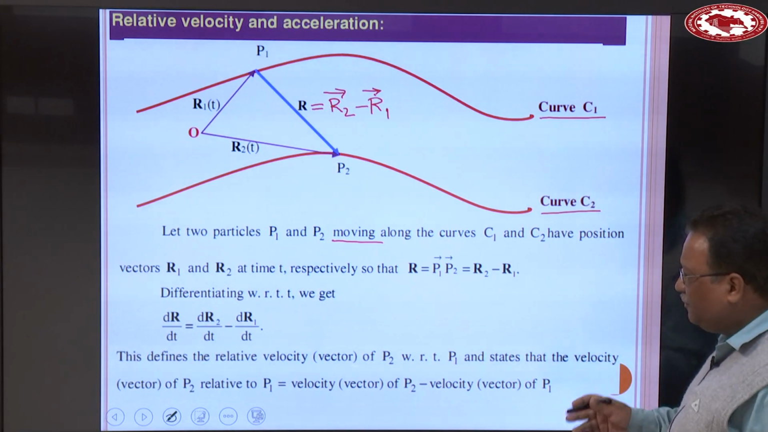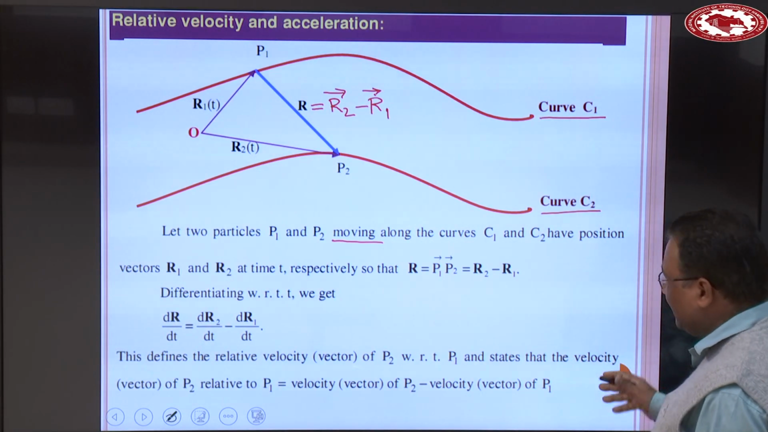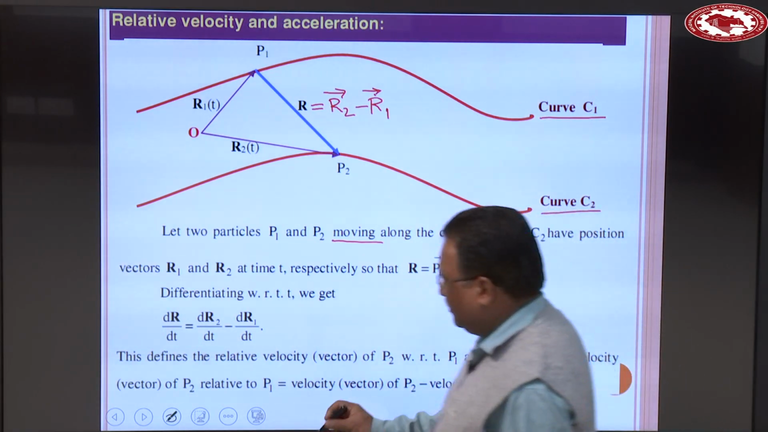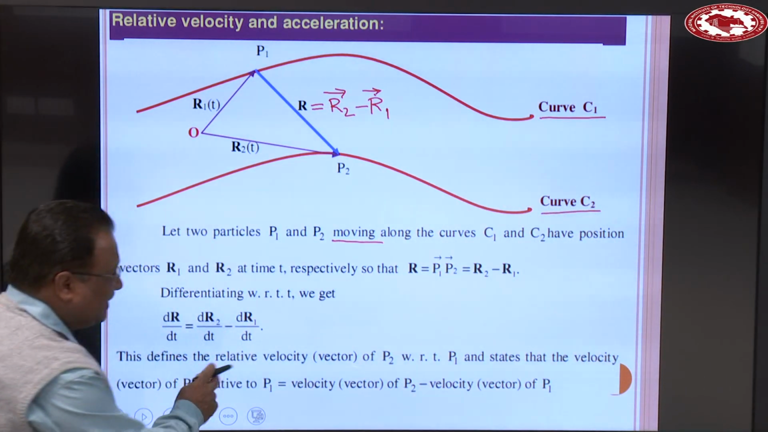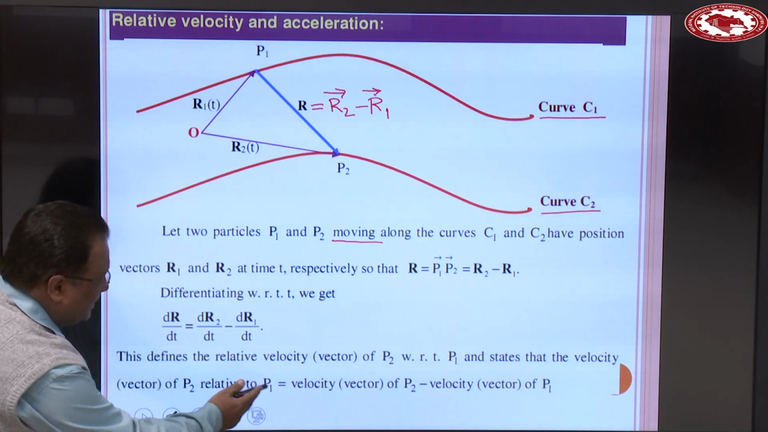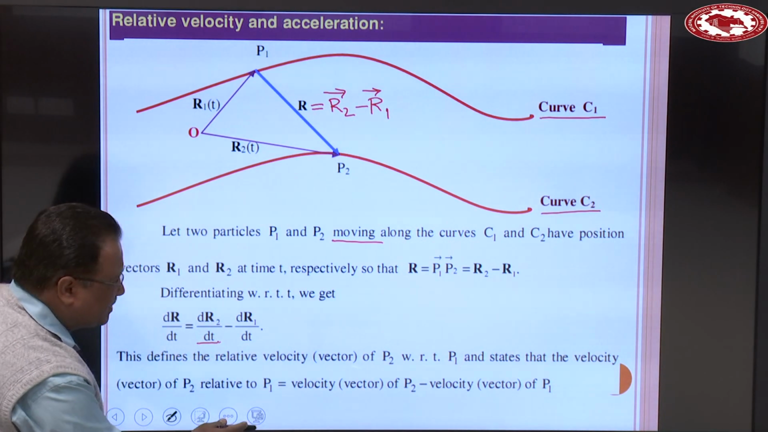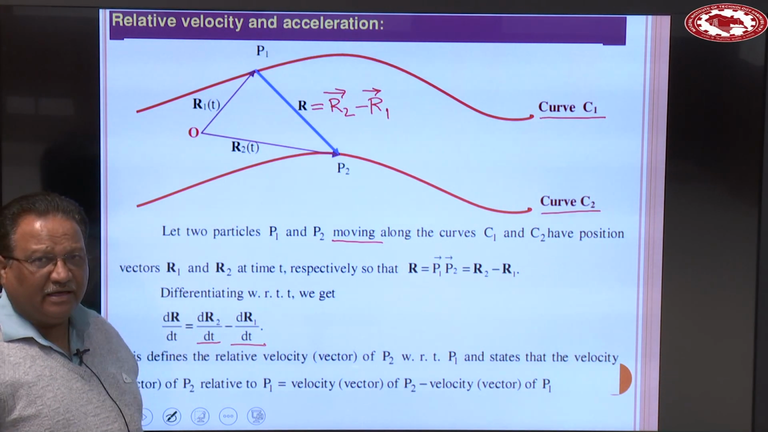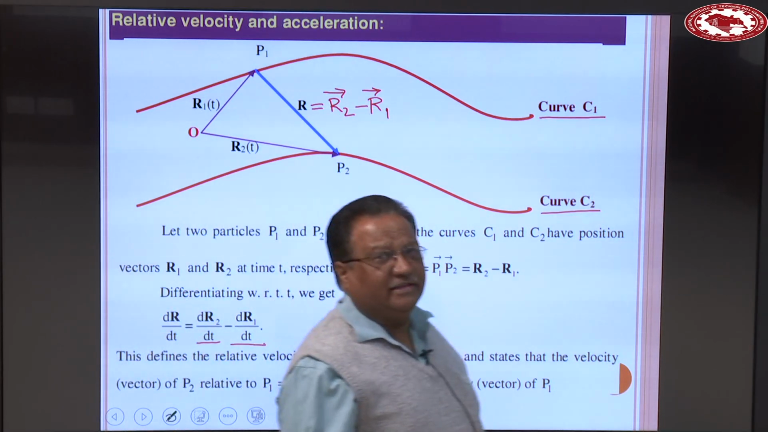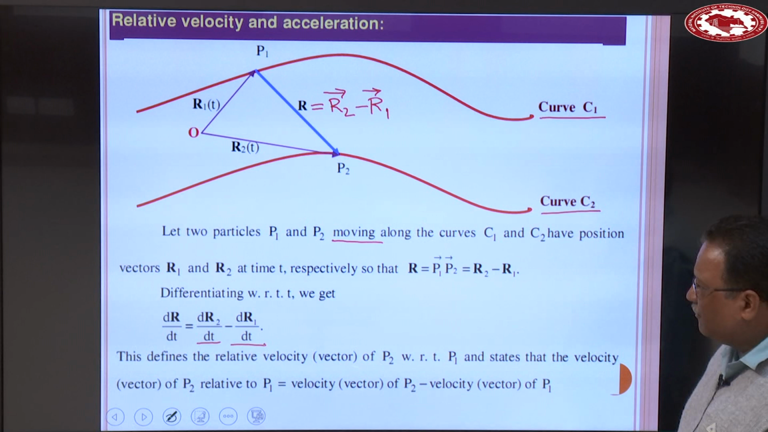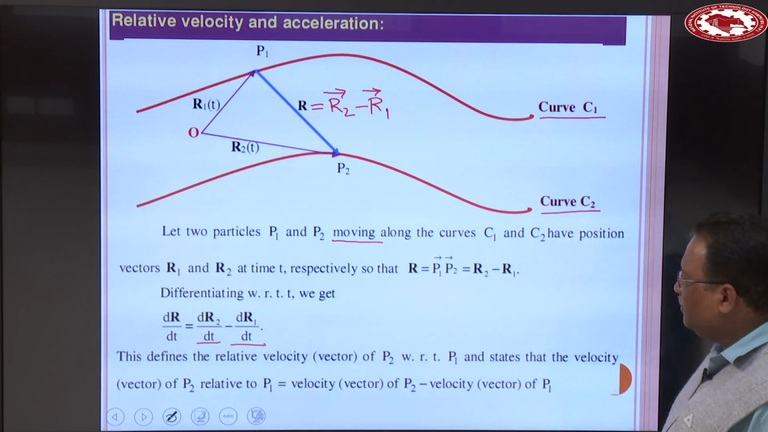Relative velocity of P2 with respect to P1: the velocity vector of P2 relative to P1 is equal to dr over dt, which is the velocity of P2 minus the velocity of P1. In this way you can define the relative velocity of one particle P2 with respect to P1.